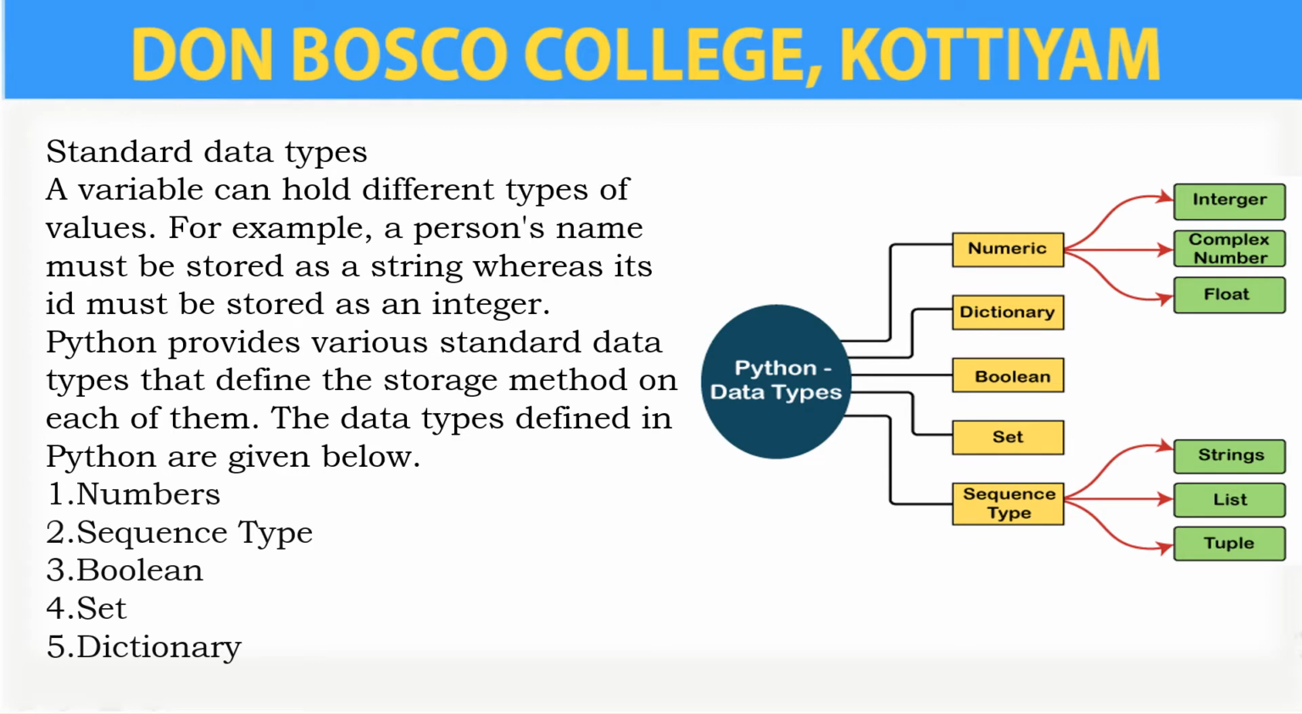That is numeric, dictionary, boolean, set and sequence type. Then numeric can be again categorized into integer, complex number and float. Then the sequence type can again be categorized into strings, list and tuples.